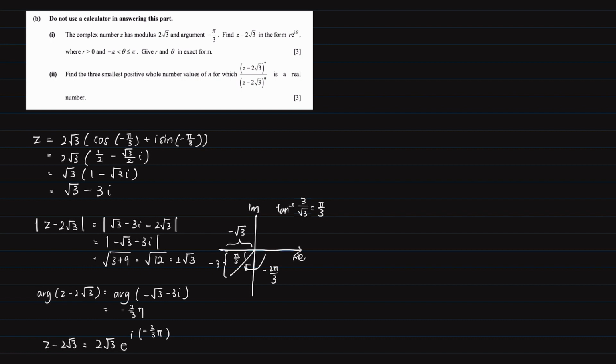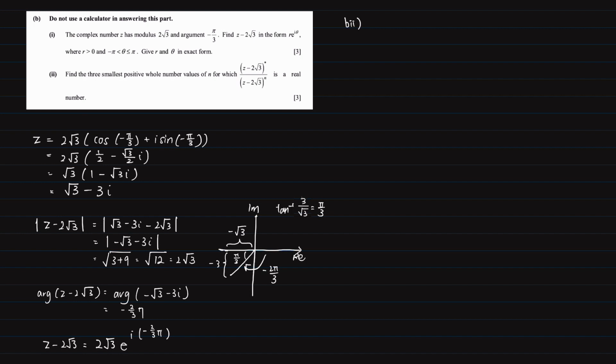So let's move on to part b, part 2. We're going to find the 3 smallest positive whole number values of n for which this expression is a real number. Now, not to worry if you see such a question. If this is a real number, it means that it lies on the x-axis of the Argand diagram. So let's associate this with arguments.